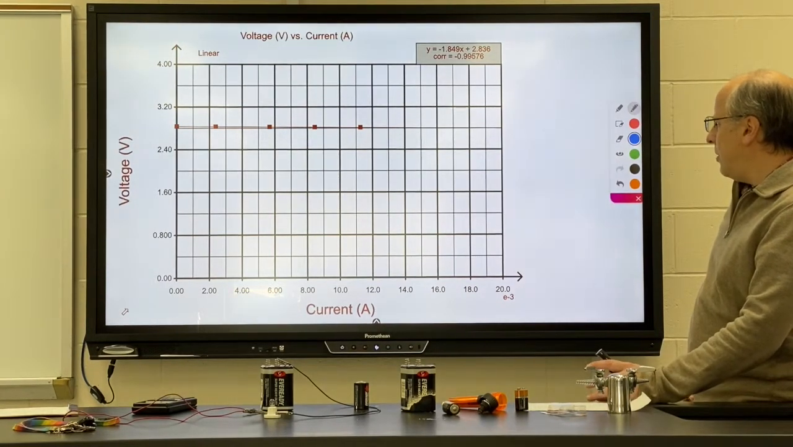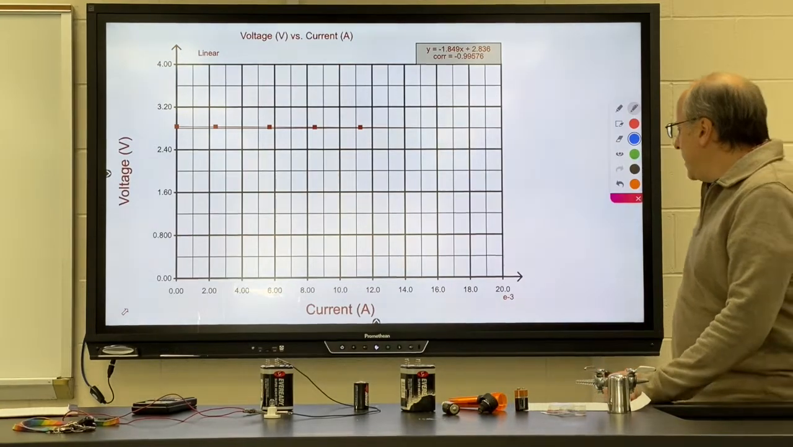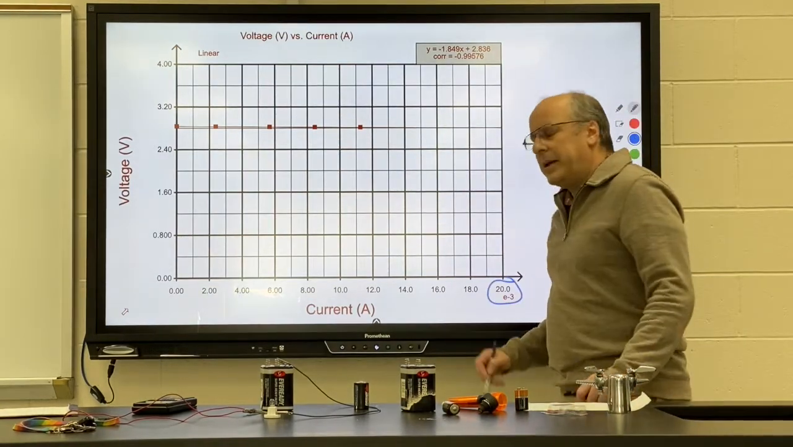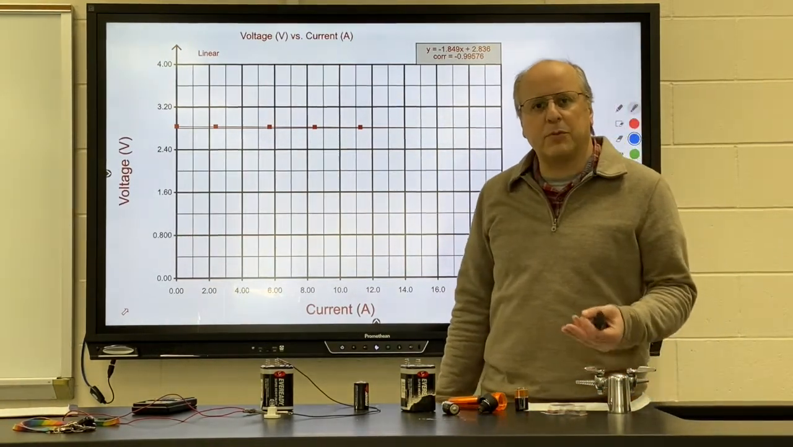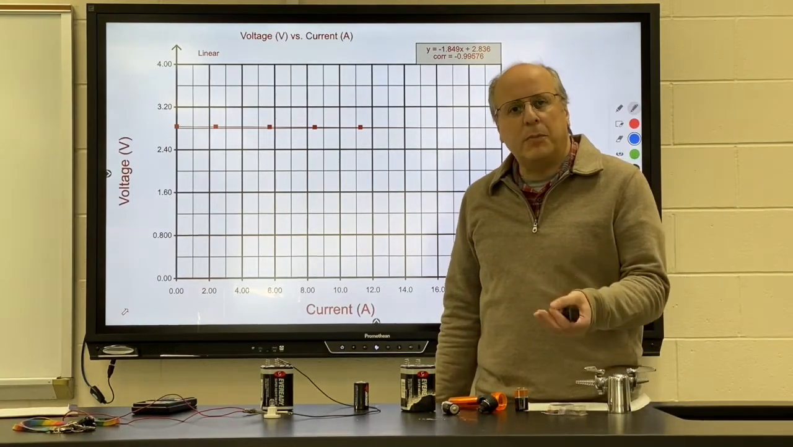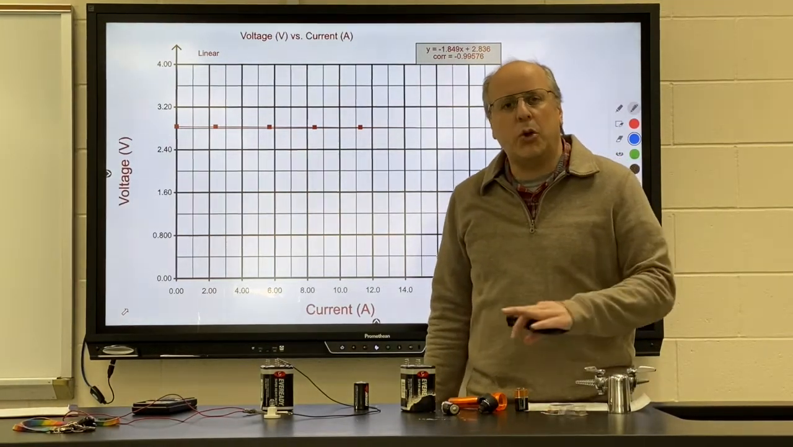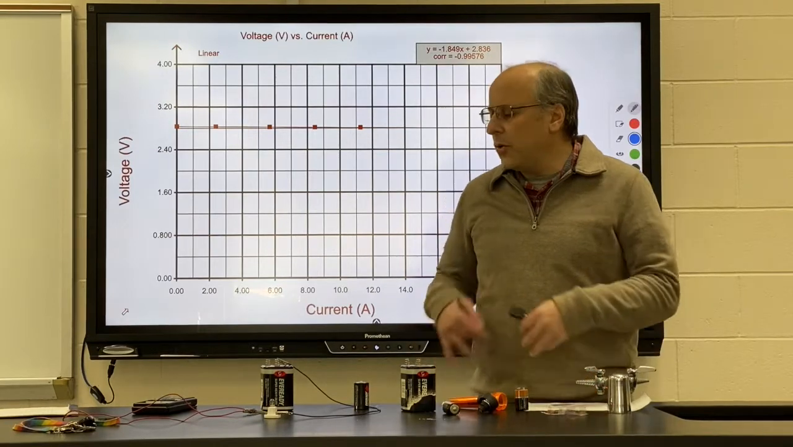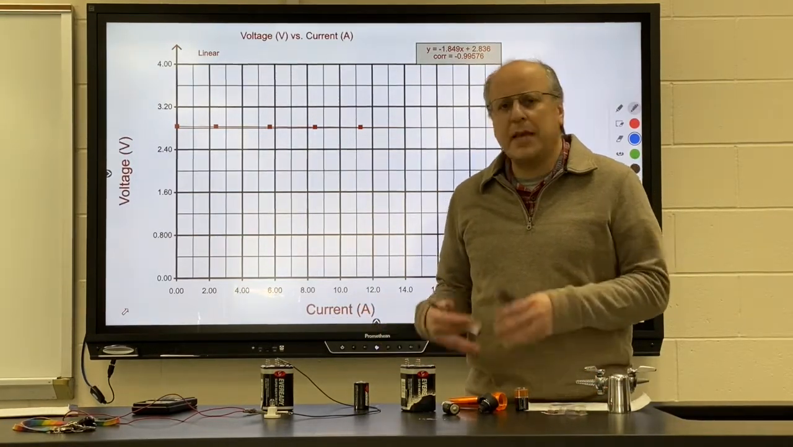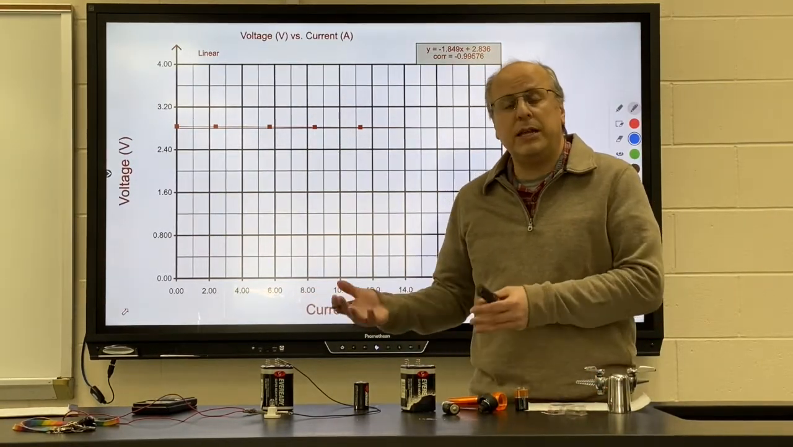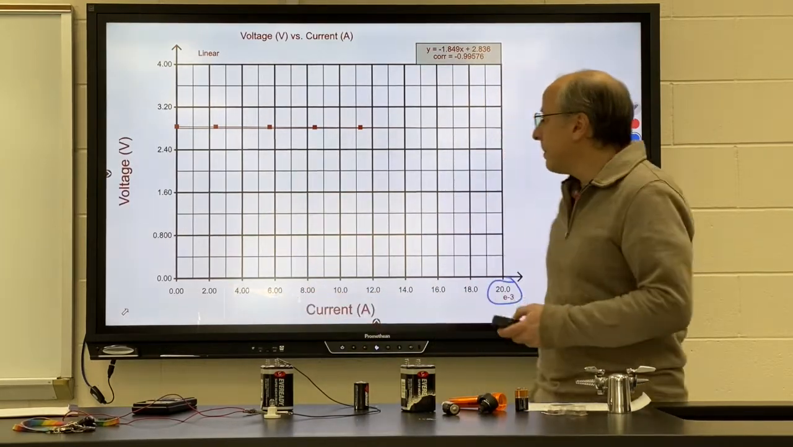The line looks almost horizontal. But notice, we're only measuring 20 milliamps worth of current. At small currents, you don't even notice that there's a slope. So all the things we did last year worked fine, so long as you keep your currents modest.